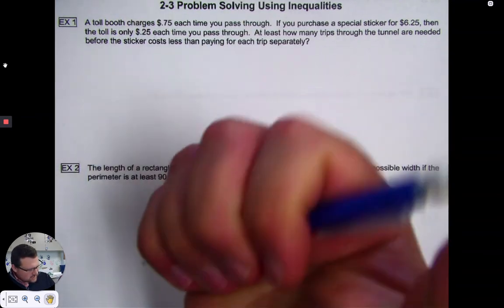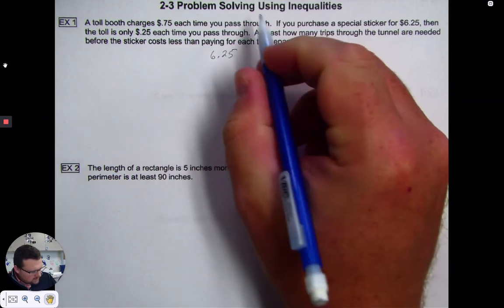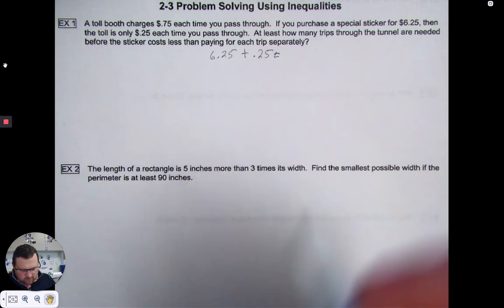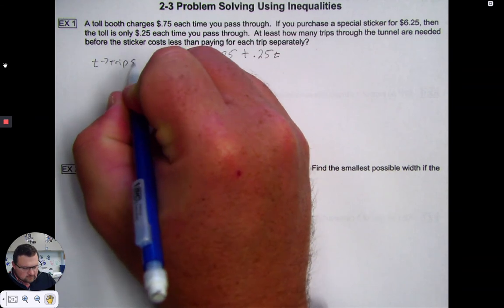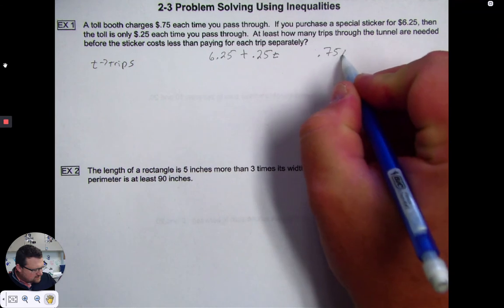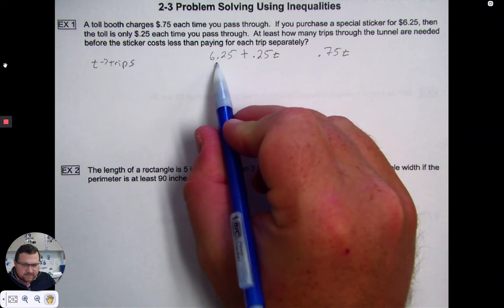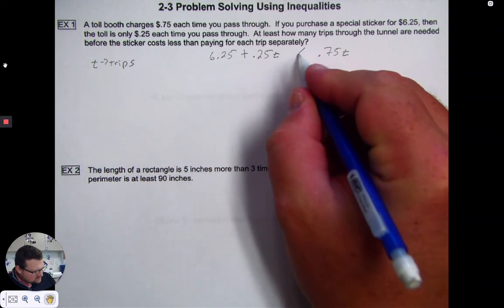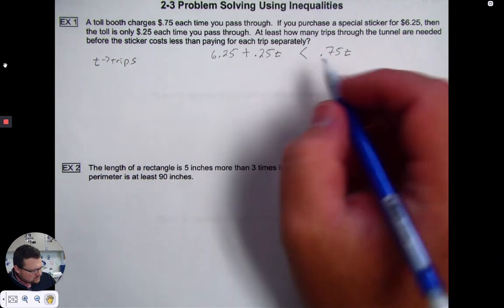Our first circumstance, right, we're going to pay $6.25 straight up front. And then to that, we're going to add 25 cents for each trip. So we'll call T our trips. Okay. The second way that we could do it is just to simply pay 75 cents per trip. So we're trying to determine when will this side, our 6.25 plus 0.25t, be less than just paying 75 cents per trip. So to do this, we're just going to simply solve for t.